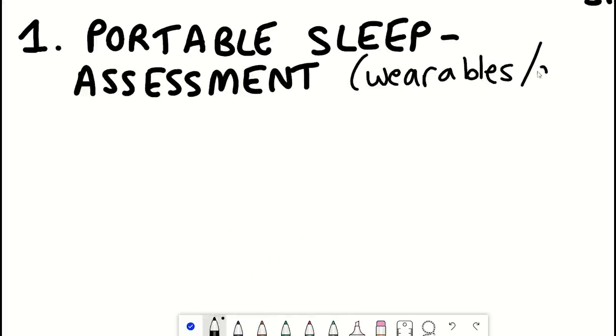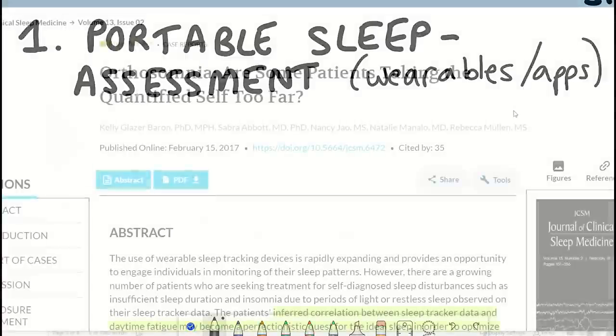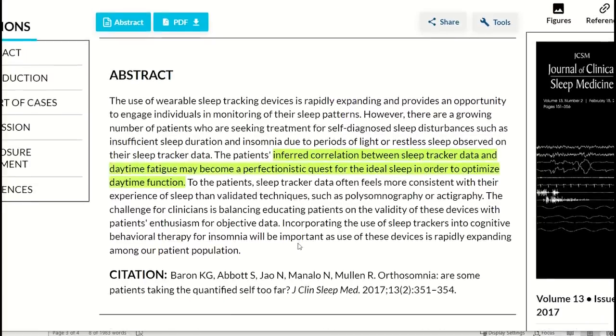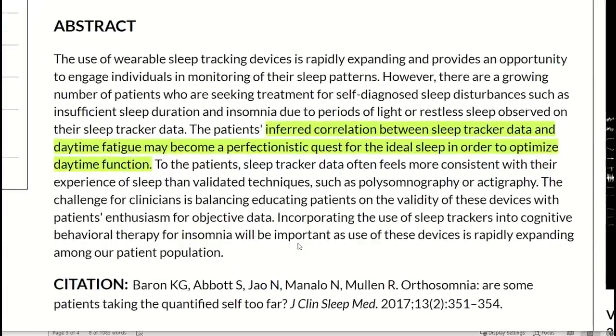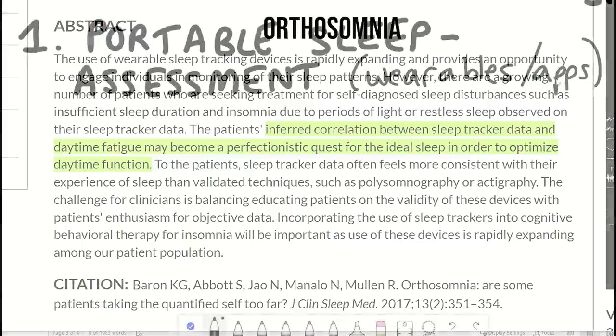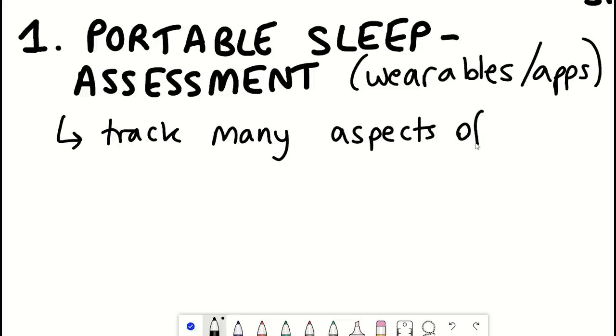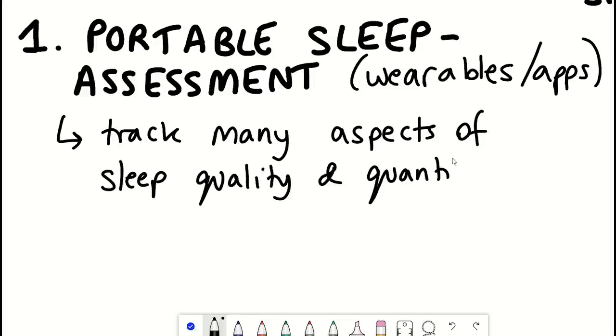Or maybe, as suggested in this article, one of the downsides to tracking our sleep using these wearables could result in my inferred correlation between my sleep tracker data and daytime fatigue spiraling into a perfectionist quest for ideal sleep, which could also lead to self-misdiagnosis of sleep disorders, otherwise known as autosomnia, which wouldn't be very good. But the positives from this technology is that we can all have a better understanding of what our sleep health looks like and how much sleep we're getting.